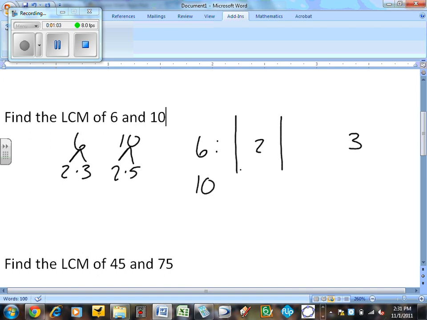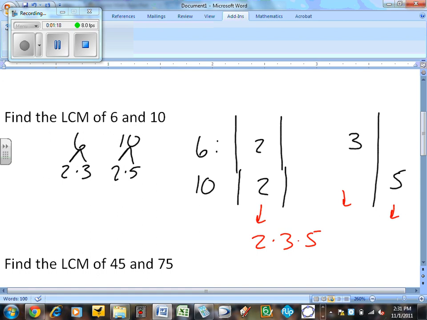So again, we're going to write those in our columns. I'm going to fill my 2 up. I don't have a 3, I have a 5. And then what we do in least common multiple is we take 1 from each column. 2 times 3 times 5. 2 times 3 times 5 is actually 30. So the least common multiple is 30.